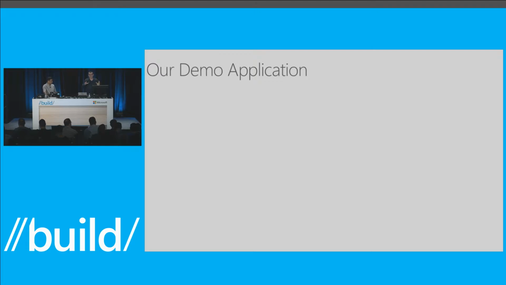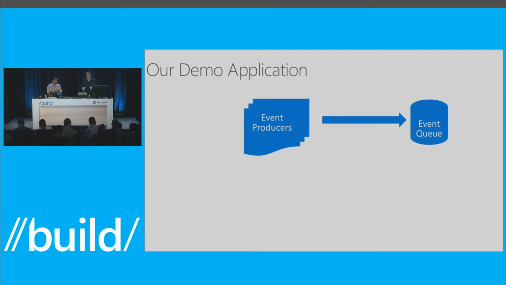So for the rest of this session, we're going to be working with a single demo application. So I'm going to just take you through a very high-level view of what the application is, and Surya will show us it in actual use. So we've got one set of containers that are event producers. So these containers write events into an event queue. Okay, it's a very simple application. It's just generating random events. Some of them are correct answers, and some of them are incorrect answers. And it writes those into a queue.